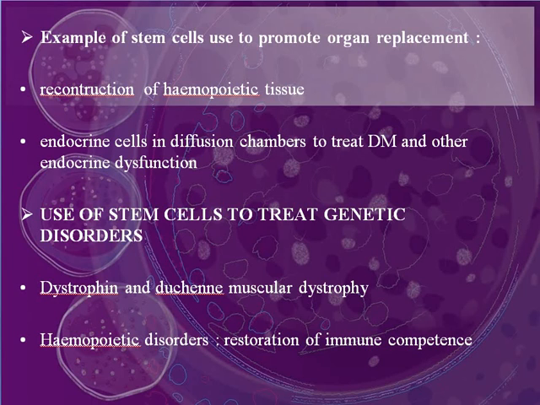Examples of the stem cells used to promote organ replacement. Well, reconstruction of the hemopoietic tissue, the endocrine cells in diffusion chambers to treat diabetes mellitus and other endocrine dysfunction. Use of the stem cells to treat the genetic disorders like dystrophy and Duchenne muscular dystrophy and the hemopoietic disorders like restoration of the immune competence.